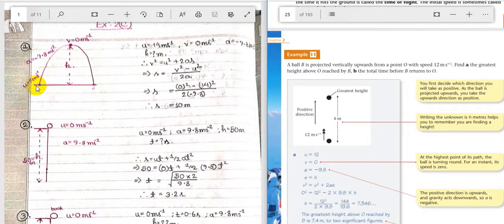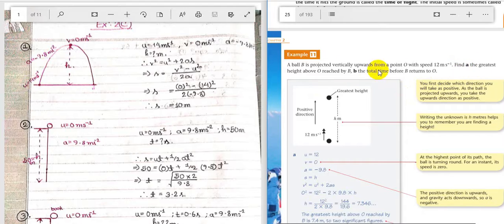The velocity at the starting point is going to be 12, and the acceleration from the starting point to the maximum point is going to be minus 9.8. Why is it minus 9.8? I've explained it in my previous video, the basics of chapter 2, so I'm not going to explain it here again. So let's focus on the maths.